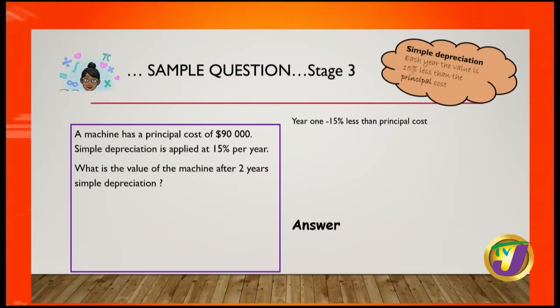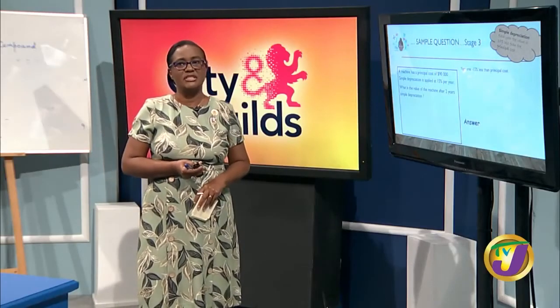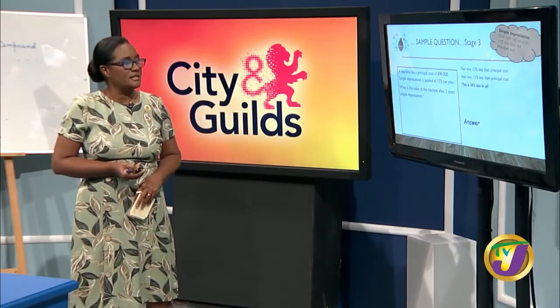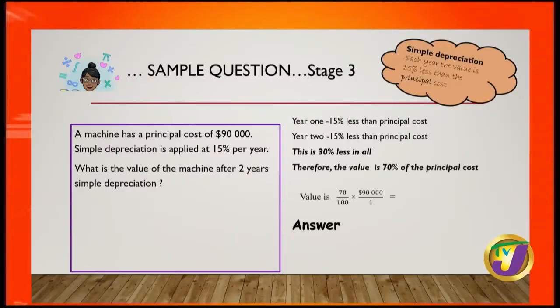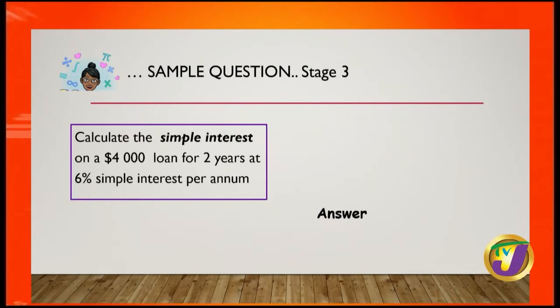The machine has a principal cost of $90,000 and simple depreciation is applied at 15%. What is the value of the machine after 2 years? Simple depreciation. Simple meaning 15% each year. So that's 30% in all. So therefore, 70% of the value is left. What's the answer? Okay, $63,000. There's a question I'd like us to look at. So let us move along.